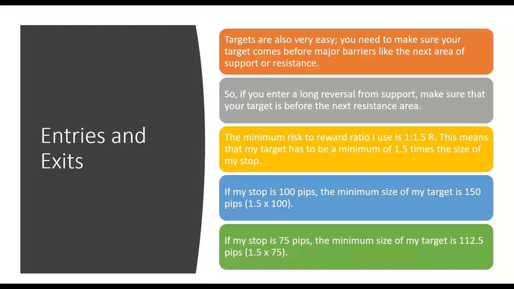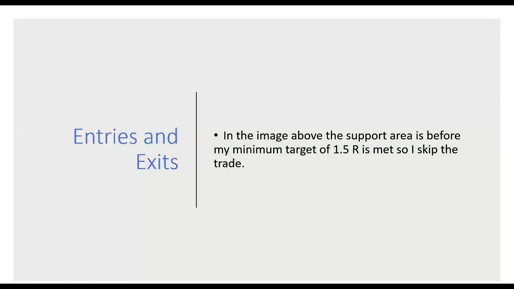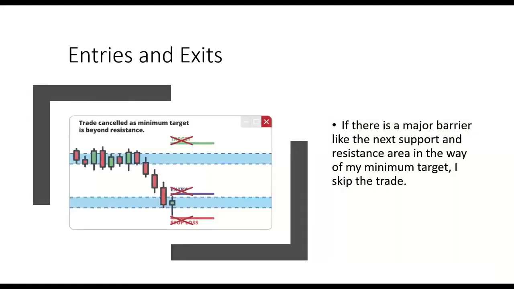And where to set your targets. Targets are also very easy. You need to make sure your target comes before the next major barrier, like the next area of support or resistance. So if you enter a long reversal from support, make sure your target is set right before the next resistance area, because you have to calculate your risk-reward ratio before even deciding to enter this trade. If you target based on your entry and where you put your stop loss, and the target price you would be able to set is beyond the next level of importance, you just can't make that trade.